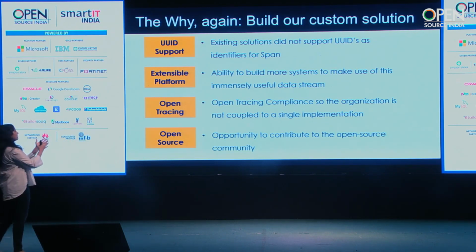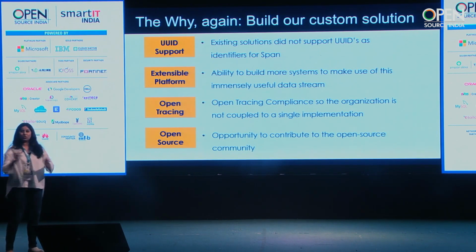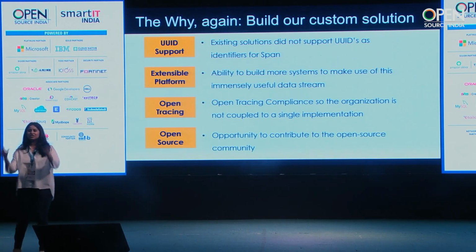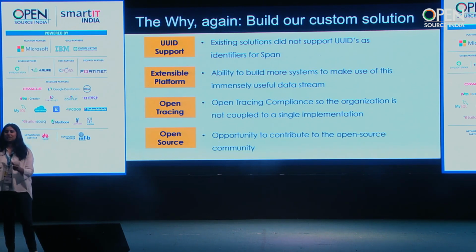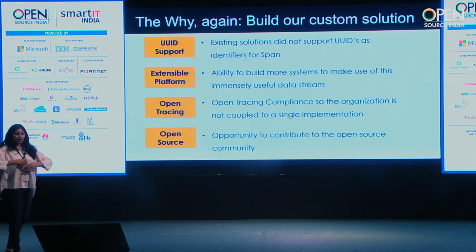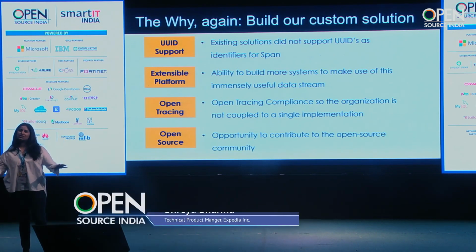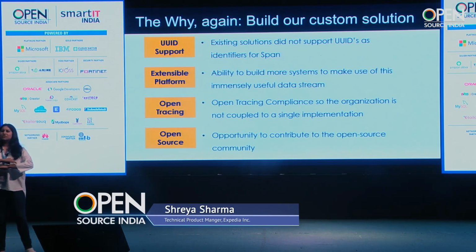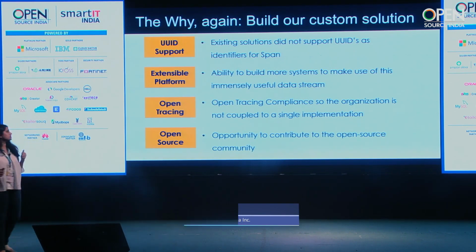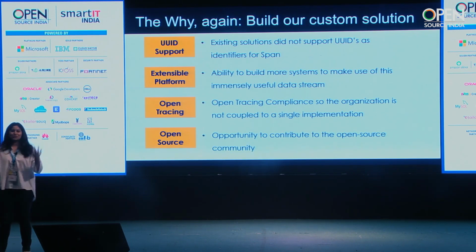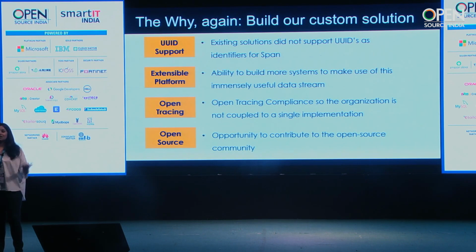First one is the UUID support. It didn't have that, and Expedia all works on UUIDs. Second most important one, we wanted to make the system in a way that you can use the same data for many other things. The third is OpenTracing compliance, which is basically the standardization of distributed tracing. And then open source. It gave Expedia an opportunity to come here, share these tools with everyone, and encourage them to use it.